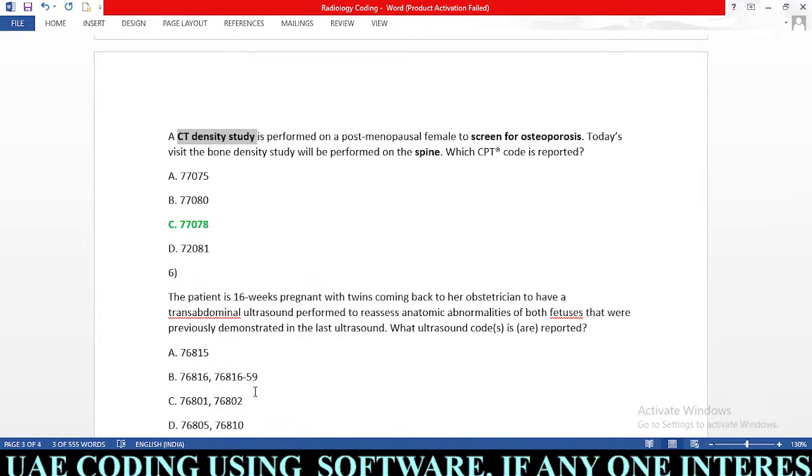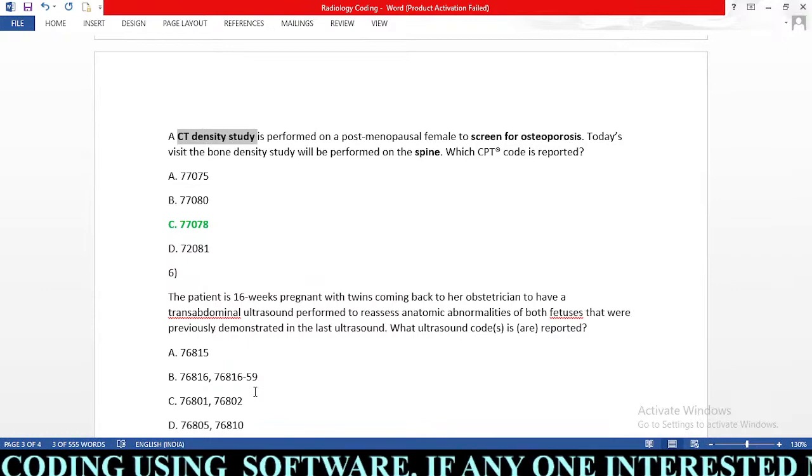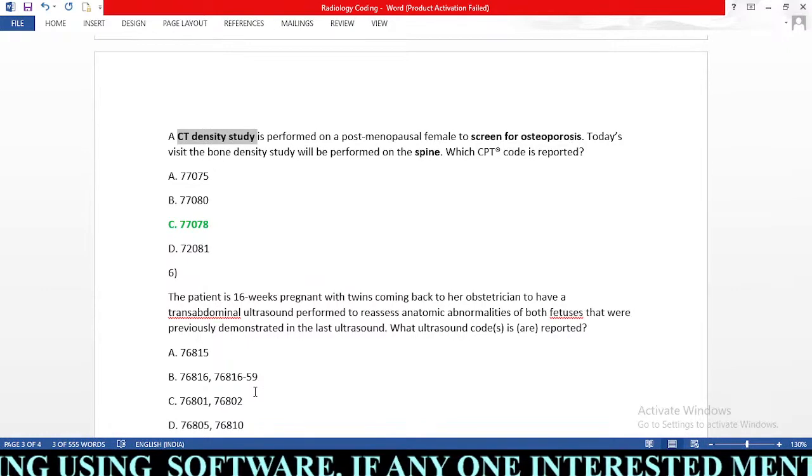So in radiology, imaging plays a very important role. So we need to be cautious.